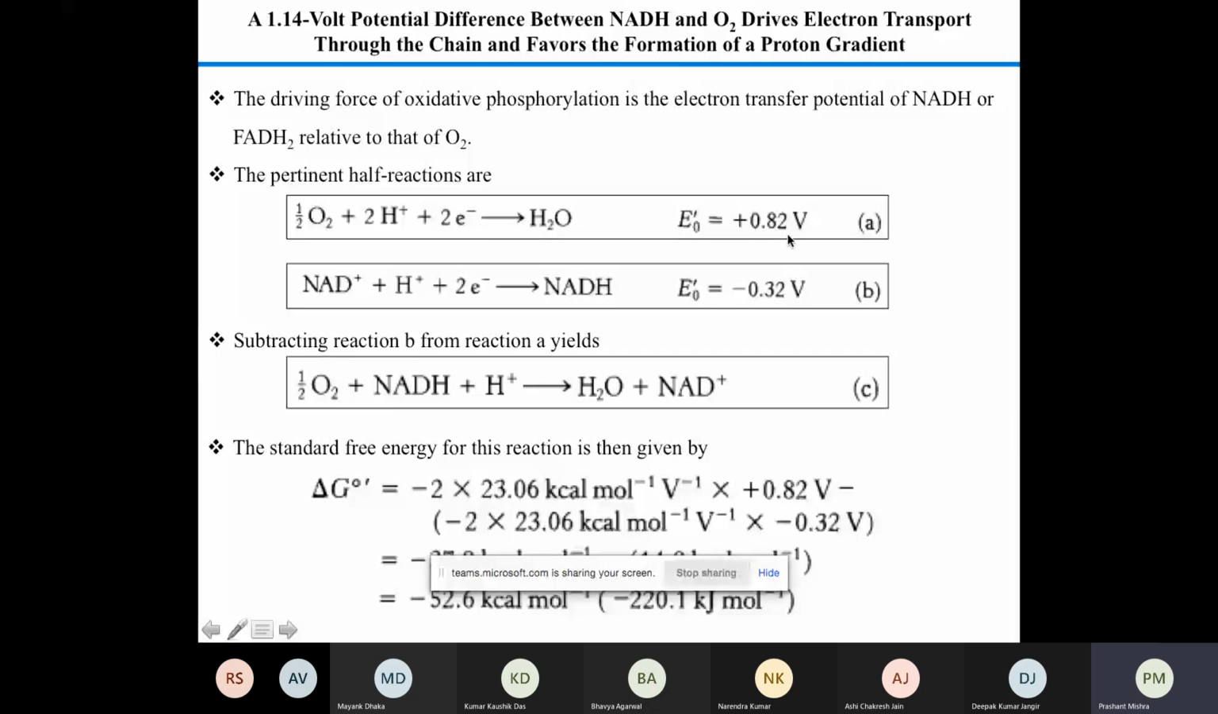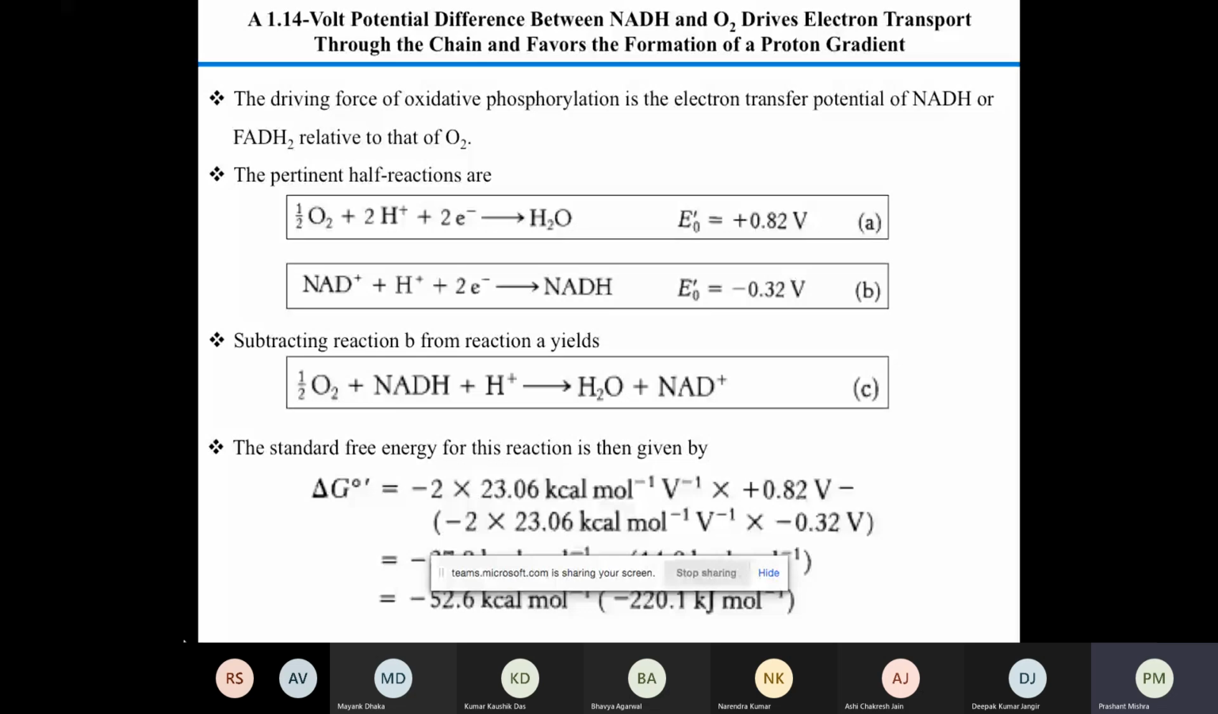So first I have put the E0 prime value of plus 0.82 volt, and in the second case I have put minus 0.32 volt. Having put these two in, the delta G value for these two coupled reactions comes to minus 52.6 kilocalorie per mole. What does it mean? If I talk about the number of ATP, this free energy of minus 52.6 kilocalorie should be capable of synthesizing 3 molecules of ATP.